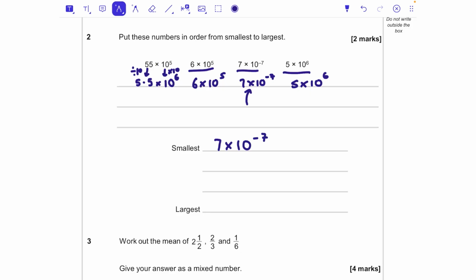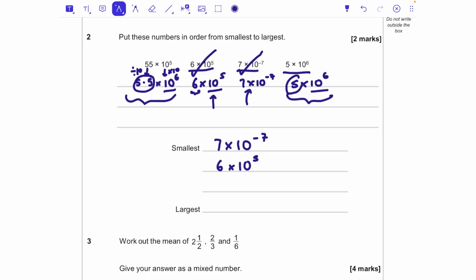And the next smallest, well, we're looking now at the tens to the power of something, because 10 to the power of 5, no matter what the digit is at the front, is going to be smaller than 10 to the power of 6. So the next smallest is going to be 6 times 10 to the power of 5. So we've done this one and we've done this one. And now it's between this one on this end and this one on this end, and we've got 5 times 10 to the power of 6 and 5.5 times 10 to the power of 6, and 5 is smaller than 5.5. We're just able to compare these numbers because the 10 to the power of 6 part is the same.